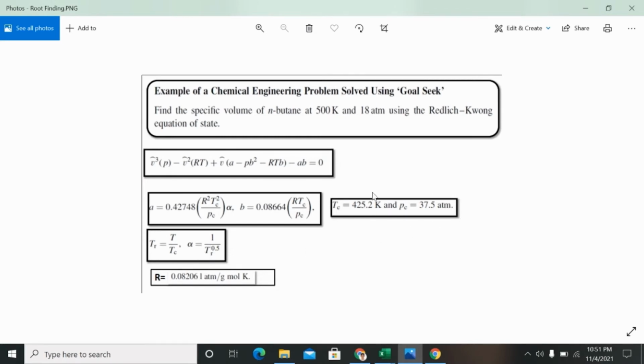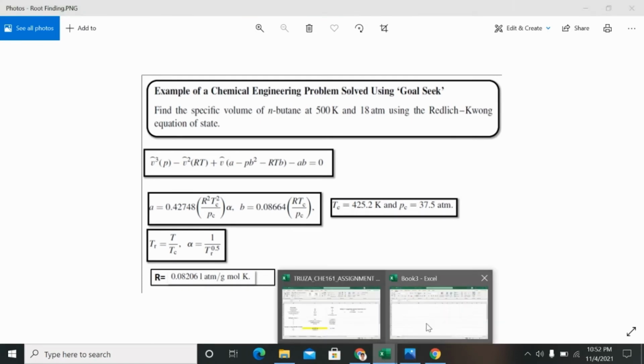And we are also given here the critical temperature, which is 425.2 Kelvin, and the critical pressure, which is equal to 37.5 atm. Also the value of R, which is 0.08206 cubic meter atm per gram mole Kelvin. So this one is in cubic meter here.